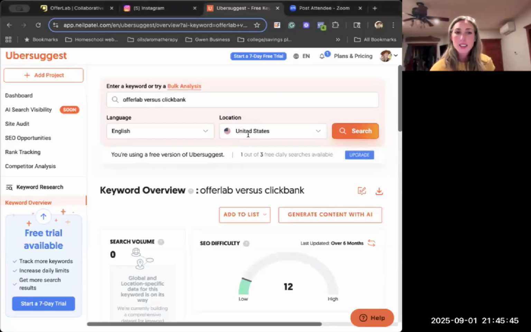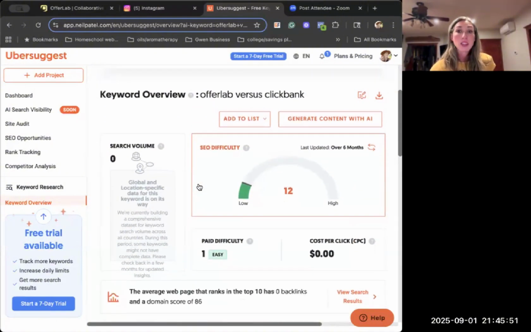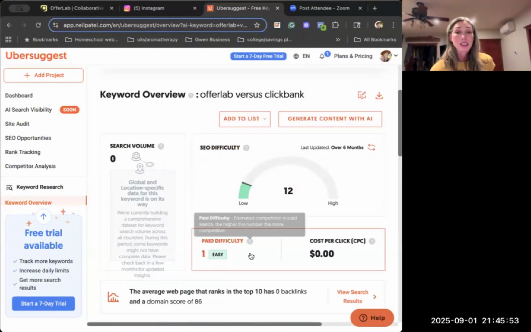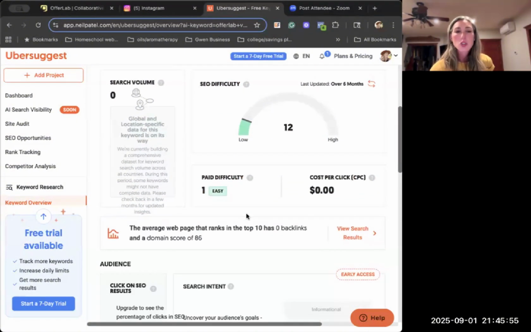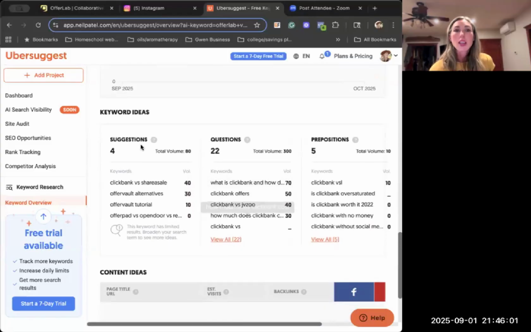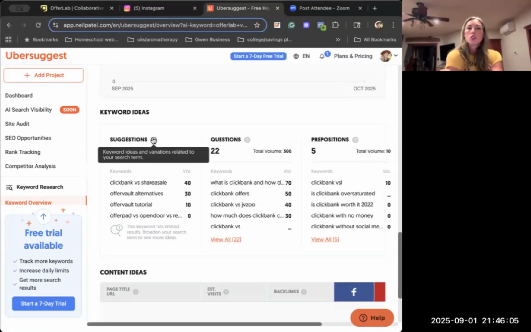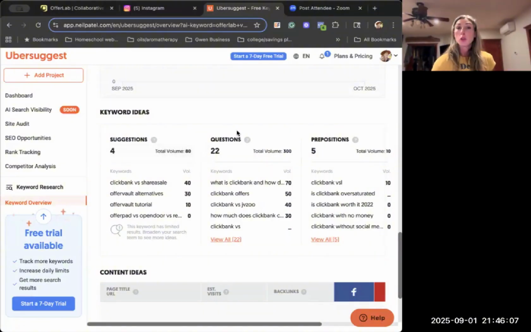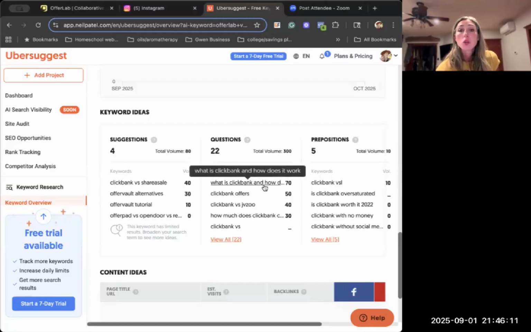So if you take a look at this Ubersuggest result, this probably wasn't a really good example to show you, but the SEO difficulty is easy. Paid difficulty is easy. So how easy is it to get in front of people? And if we scroll down, we can actually see keyword ideas and variations related to your search term. So what else are people looking at? What else are people searching for? Questions that people have. So look at this.